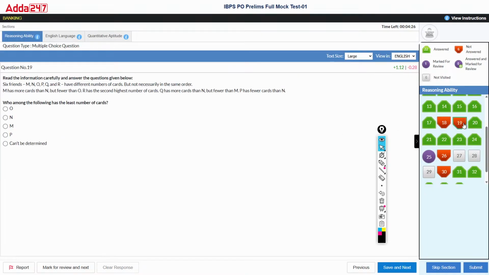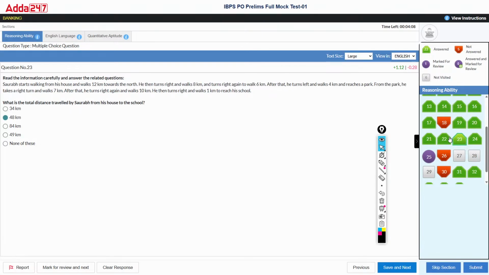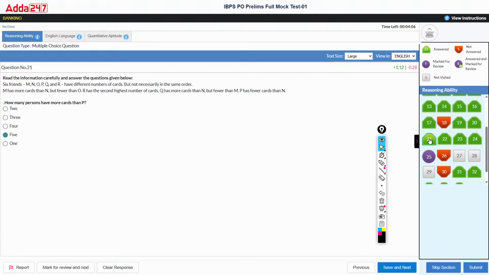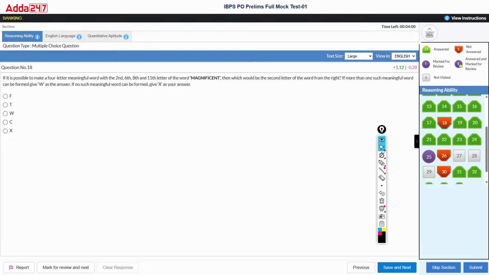Six friends. Who had the least number of cards? P had spare cards, then N, right? I think P was the one who had the least number of cards. So 5 had more, yeah. So P was that person.